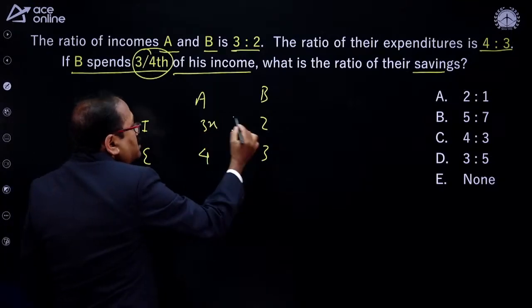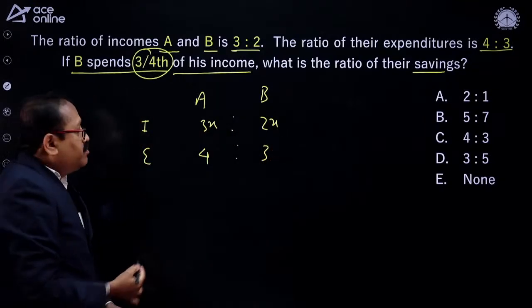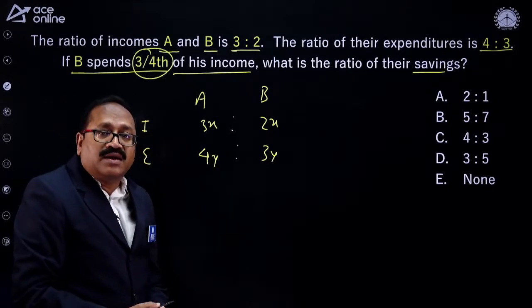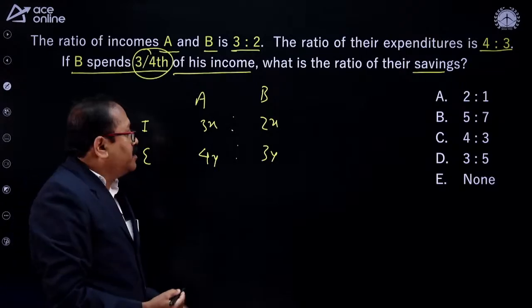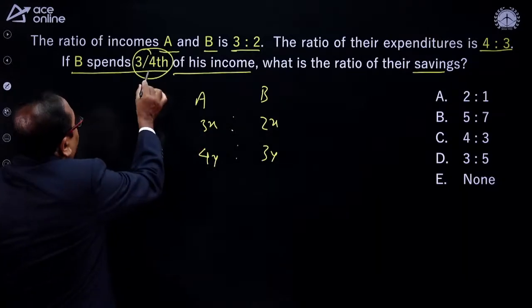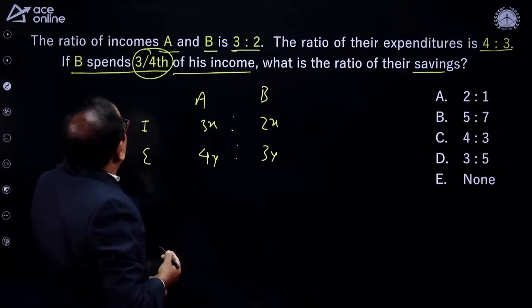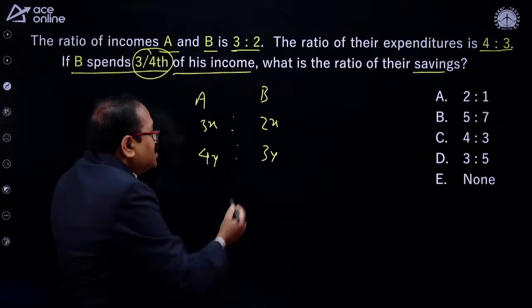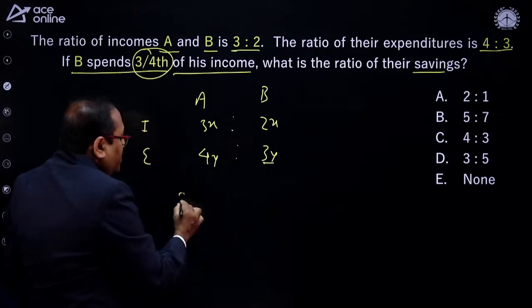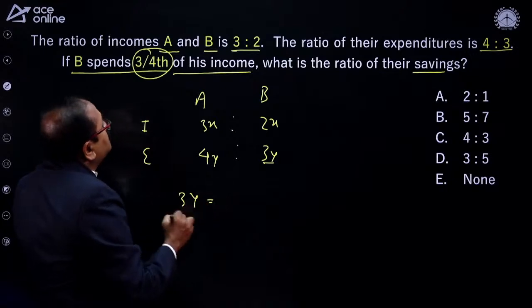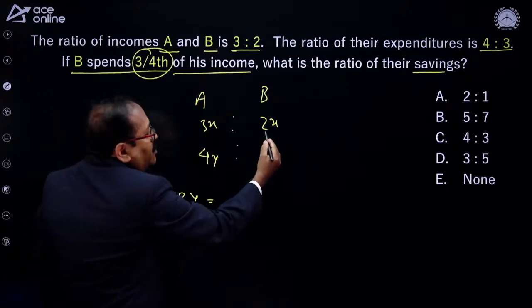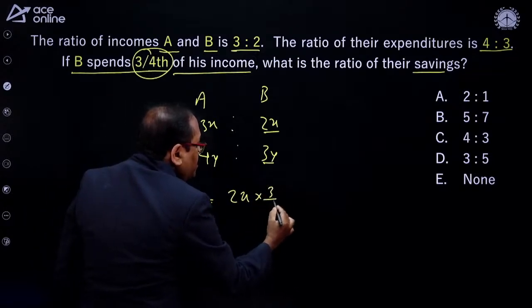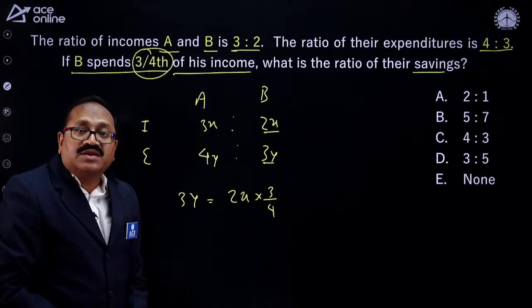So I will consider the income as the X variable and the expenditure as the Y variable. Without variables also I can answer the question, but for clarity I am saying that. By using this statement, that B spends 3/4 of the income, I will get the X to Y ratio. What is his expenditure? 3Y. And how much is 3Y? 3/4 of his income. What is his income? 2X. So I will take 2X times 3/4 as the expenditure.